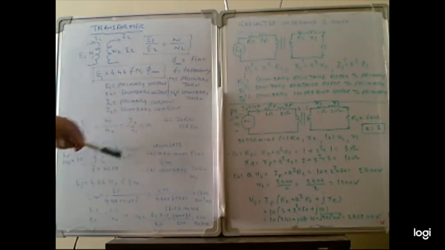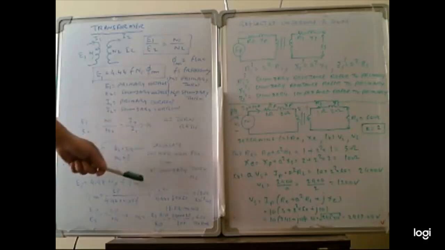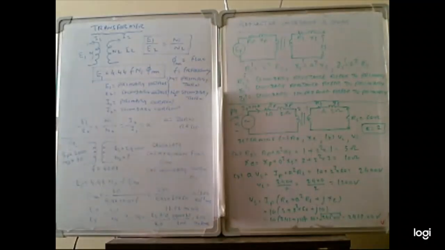In the meantime, you can solve problems. Primary voltage E1 is 200 volt, primary number of turns N1 is 50, frequency 60 hertz. Secondary voltage E2 is 2400 volt, number of turns we have to calculate. In this case, first we write down the equation.